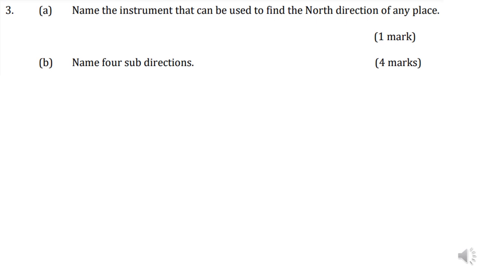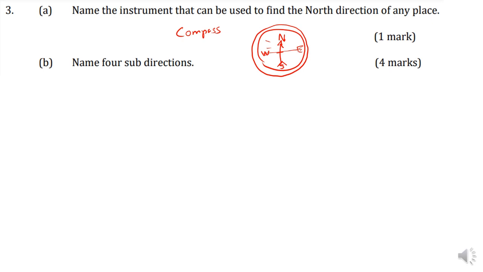So let's go to this other part. Actually, this is question number 3. Name the instrument that can be used to find the north direction of any place. That is compass. You know this compass. That's north, and there's an arrow. Something like this. You may have seen this symbol. In this instrument, you can find the north in any place.